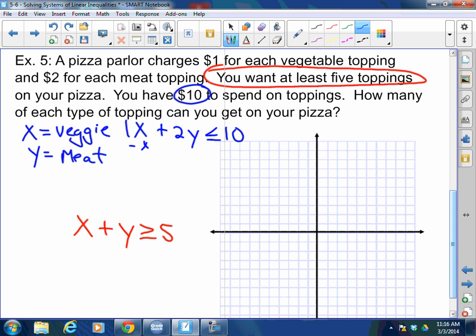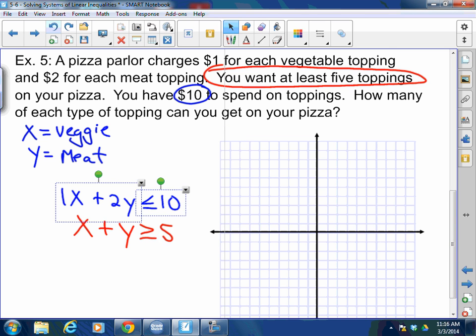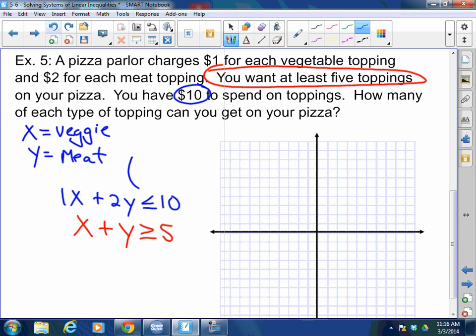Actually, yes, you can. Thank you very much. Good job. You can do the x and y intercepts instead for these. Absolutely. For the blue one, what's my x-intercept? When y is 0, x is 10. What's my y-intercept? 0, comma 5. Very good.